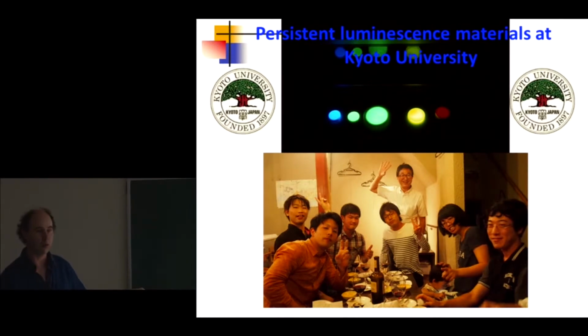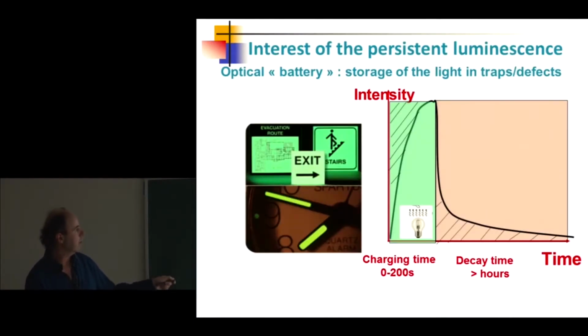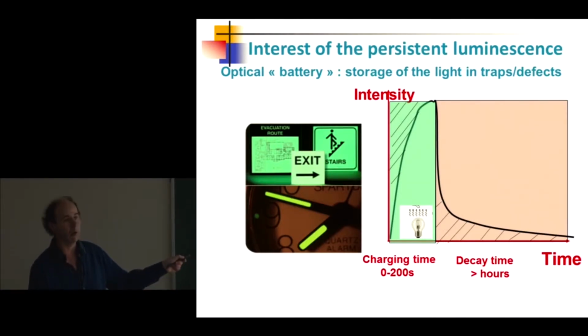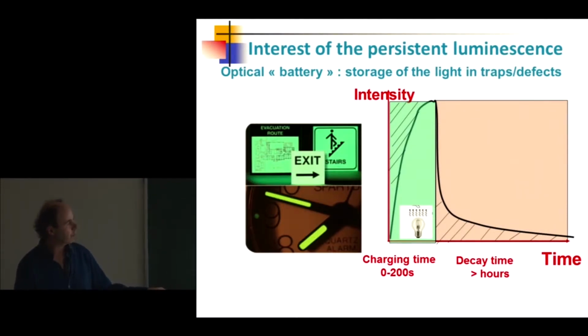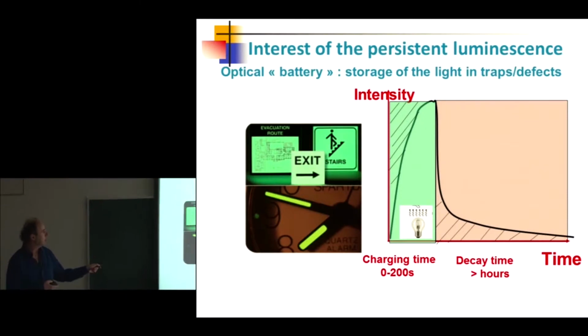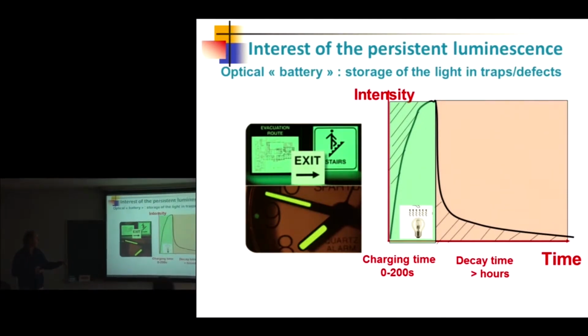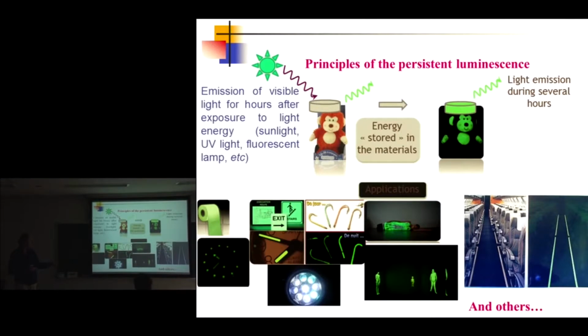This is a group. You can recognize most of the people here. And you can see that it's important to use this material to enhance persistent luminescence and to make materials of a lot of interest. So we can call that also an optical battery, because in that case you can store the energy in the battery, and you can release the energy after several hours. So it's very interesting, for instance, for the exit sign, or for lighting, or for different applications, LED now, or something like that.